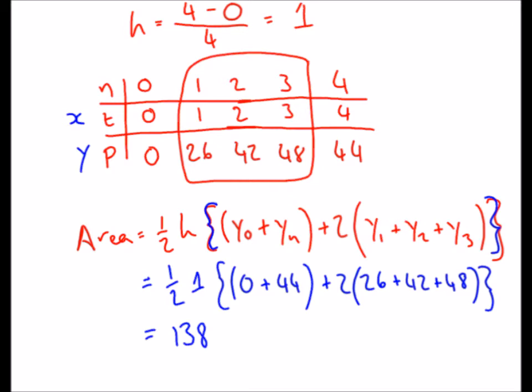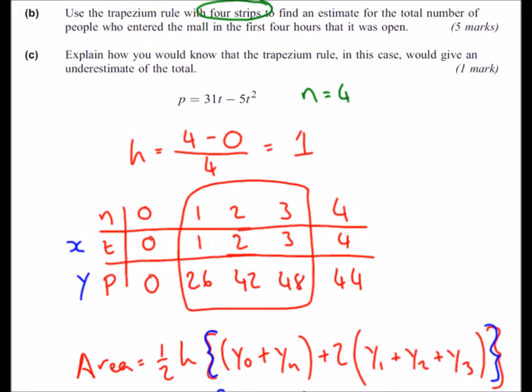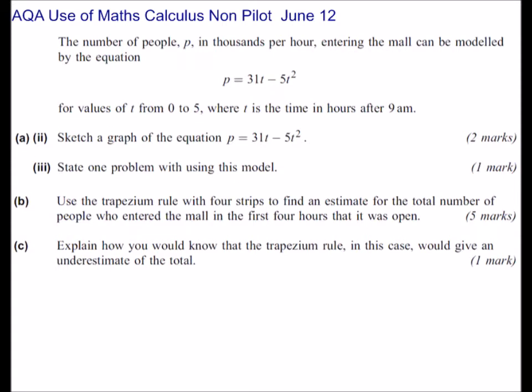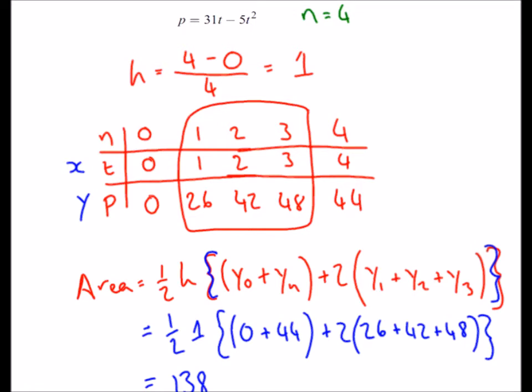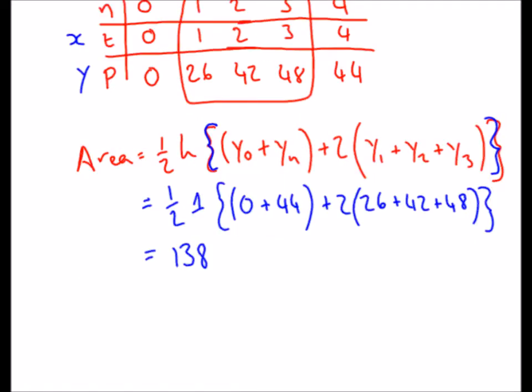Let's just check that we've answered the question. So the question was, estimate the total number of people who entered the mall in the first 4 hours. And if I go back to my original question, we know that P is in thousands of people per hour. So here in our answer, because we're looking for the number of people, we're going to say 138,000 people.